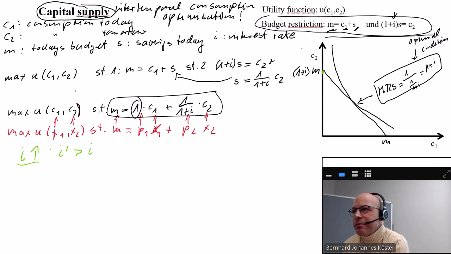No, you don't have more budget. M is not increasing. M is still the same number. Yes, not the function, the point. The point shifts up, because M down here is not increasing. This stays the same. So I obtain maybe up here a new cut on the vertical axis.